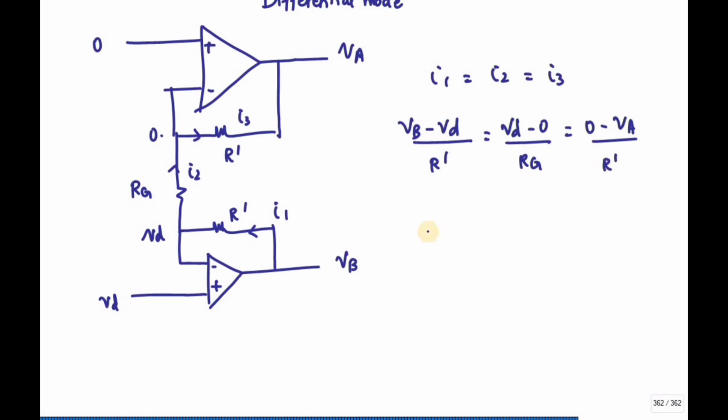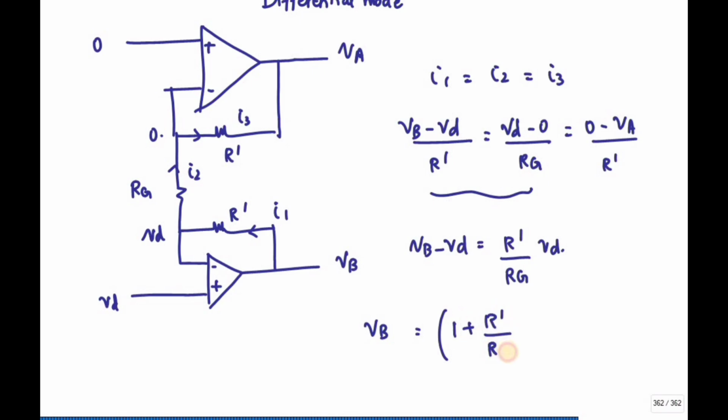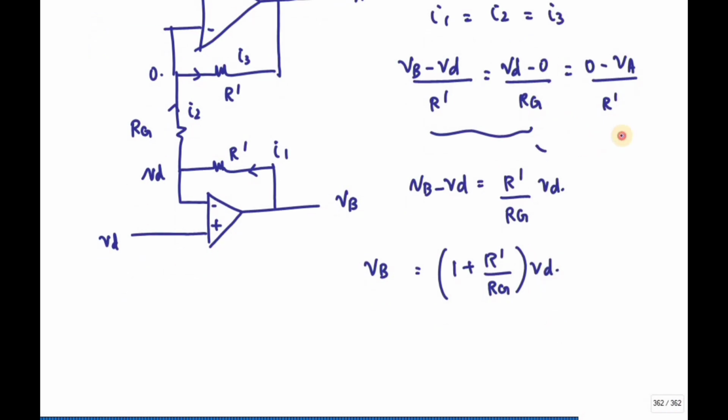that is equal to 0 minus VA divided by R dash. So I can write from these equations, VB minus VD is equal to R dash divided by RG into VD. So I can write VB is equal to 1 plus R dash by RG into VD. If I solve these equations, what is my VA? VA is equal to minus R dash divided by RG into VD.